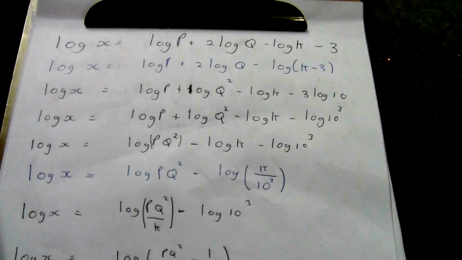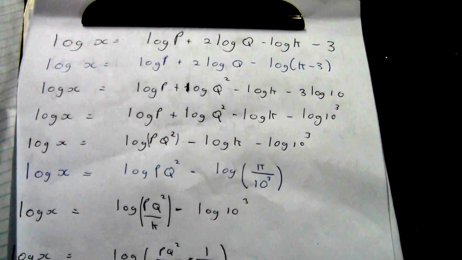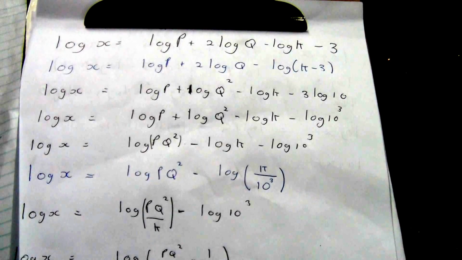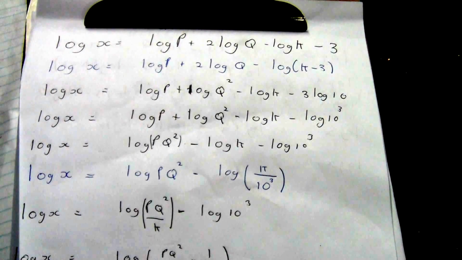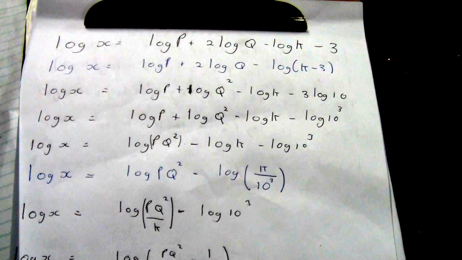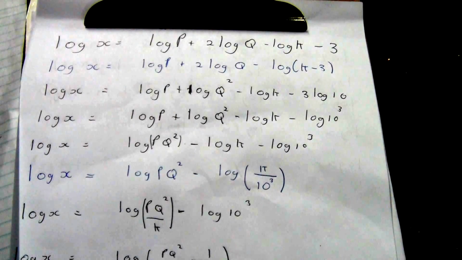So let's go. Number 1. The writing in blue shows the common mistakes made by students, and the black is the correct working. So let's go.